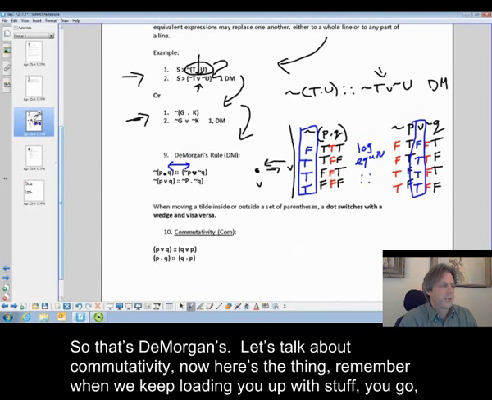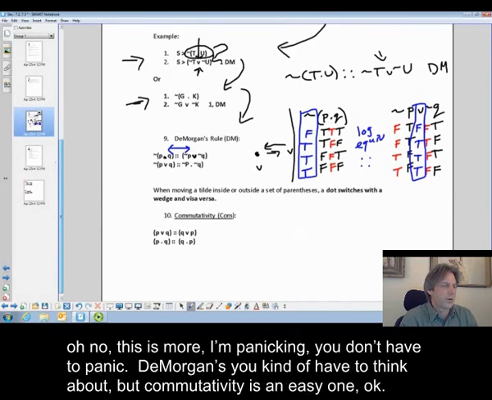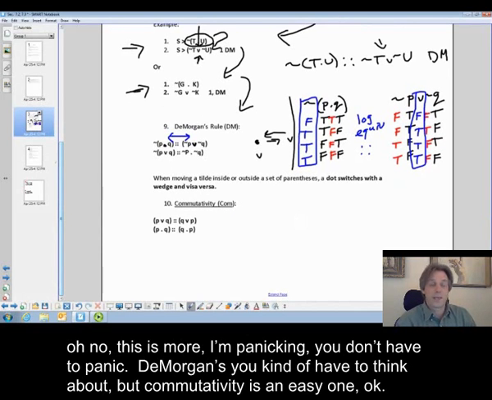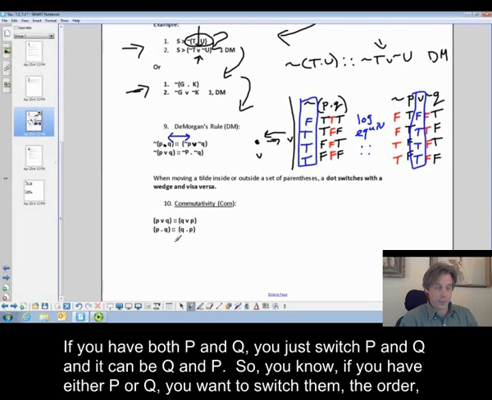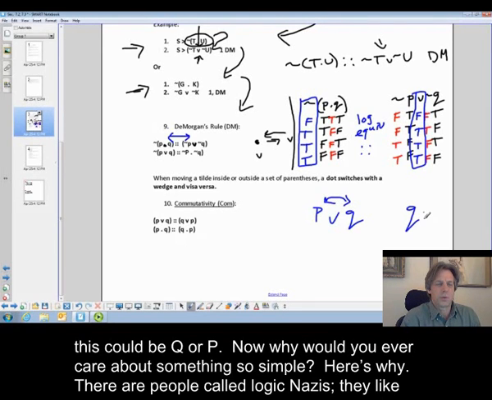Now here's the thing. You remember when we keep loading you up with stuff, you go, oh no, this is more, I'm panicking. You don't have to panic. De Morgan's you kind of have to think about, but commutativity is an easy one, okay? So this is not that bad. All this is saying is, if you have a disjunction or a conjunction, you can switch it. So either P or Q can be Q or P. If you have both P and Q, you just switch P and Q, and it could be Q and P. So, if you have either P or Q, you want to switch them. The order, this could be Q or P.